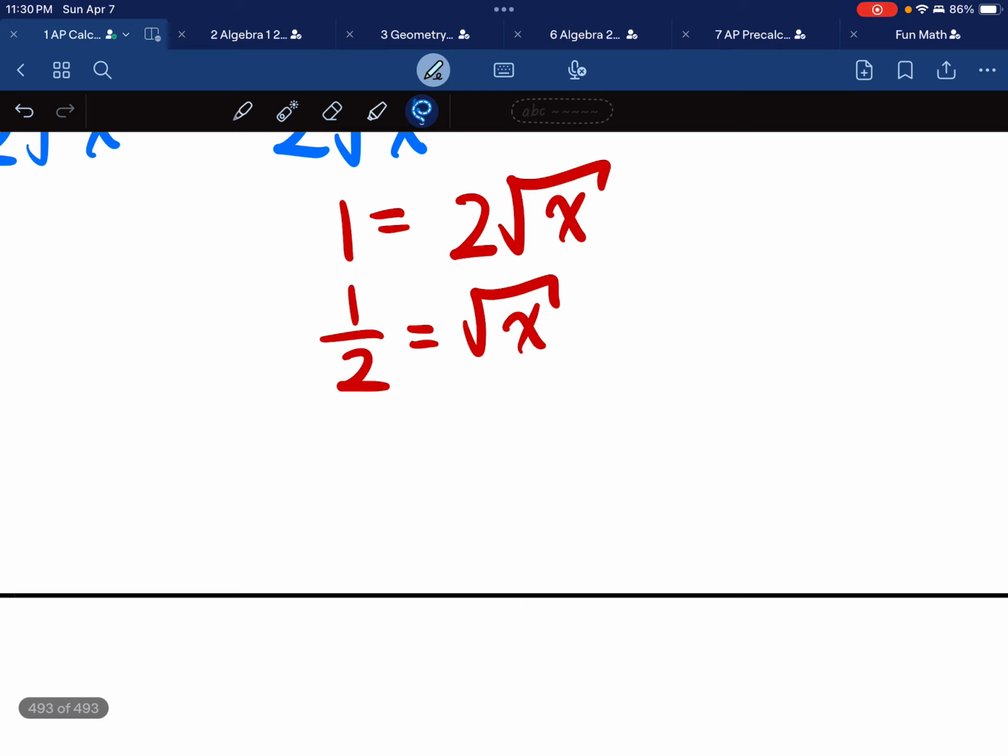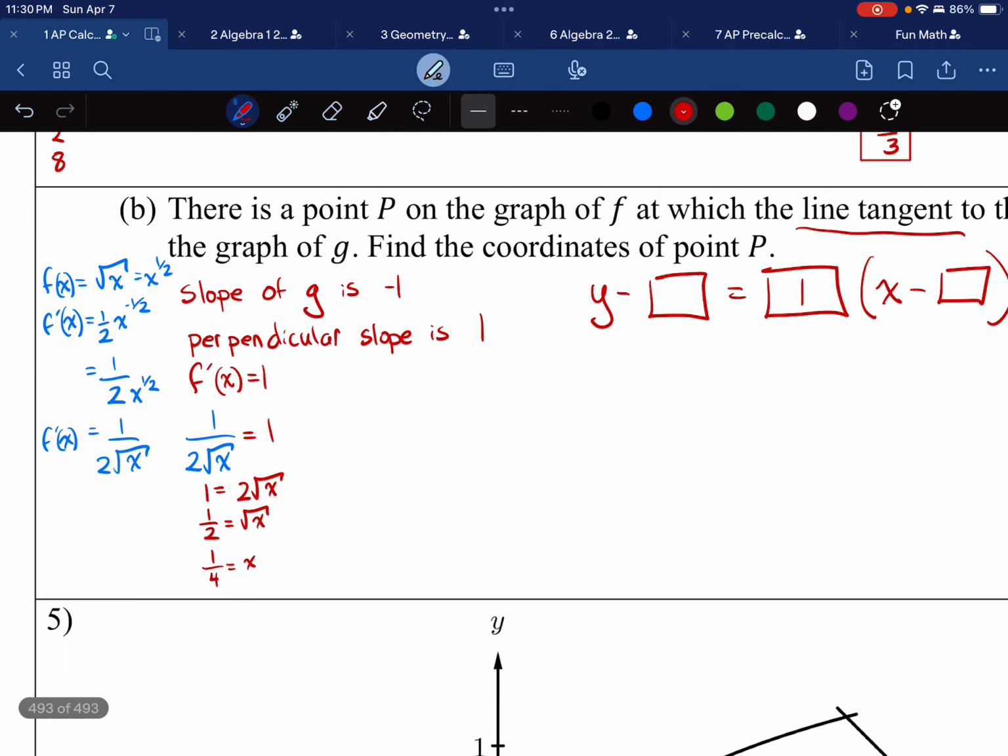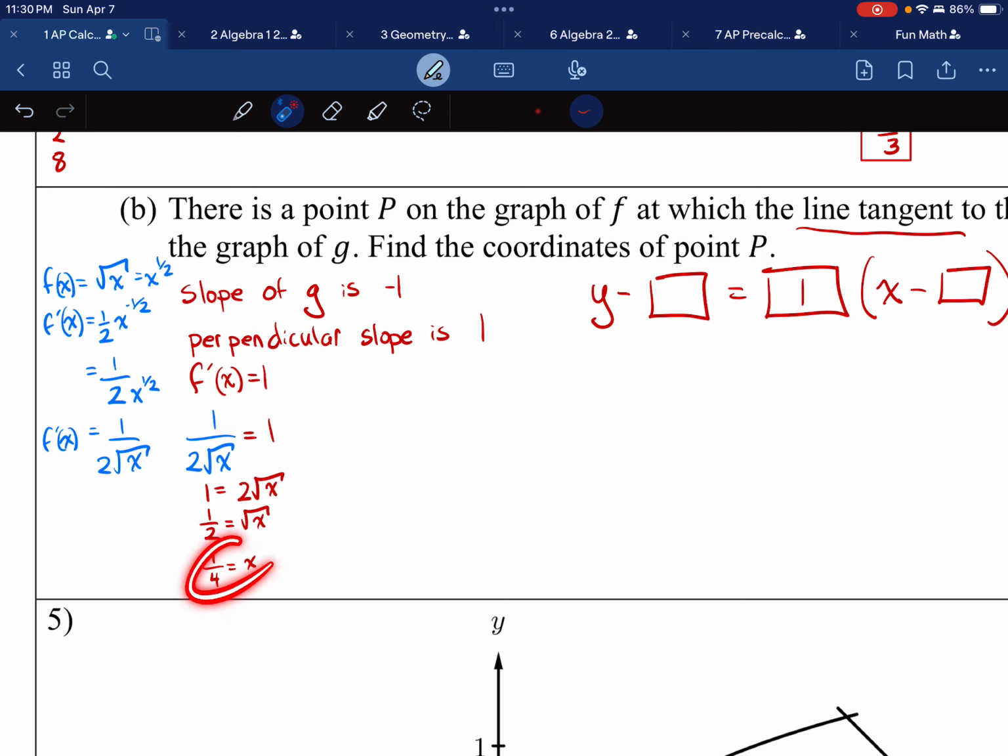And then down here, square both sides, and this is going to be 1 squared, which is just 1, and 2 squared, which is 4. Therefore, x is equal to 1/4, which is nice because I am looking for the x and y coordinates of point P, and I know one of them. It's 1/4. Therefore, I'm looking for the y coordinate.